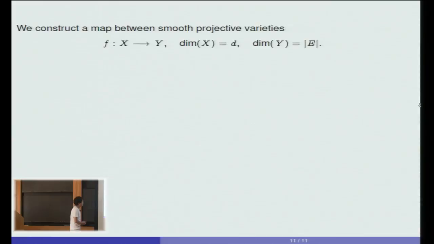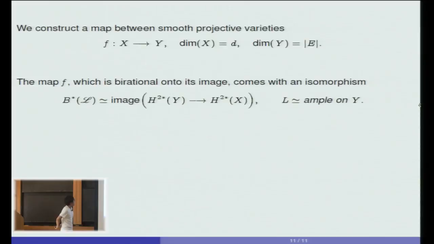What we do is, as a first step, construct a map between smooth projective varieties going from X to Y. So the dimension of X is d, the dimension of your vector space, and the dimension of Y is the number of points. Well, by construction, which is just another way of thinking about configuration of points in projective space, it comes equipped with an isomorphism going from our graded algebra, B, that we want to say something about, to the image of the pullback map in cohomology from Y to that of X. And under this isomorphism, what would be a Lefschetz element L, the sum of all the points, so to speak, corresponds to some natural ample divisor on Y, the target.